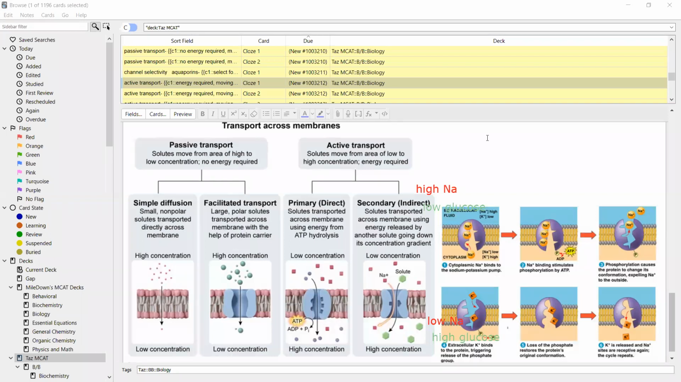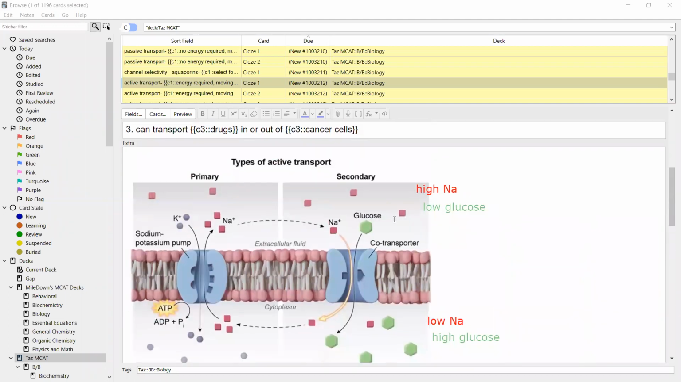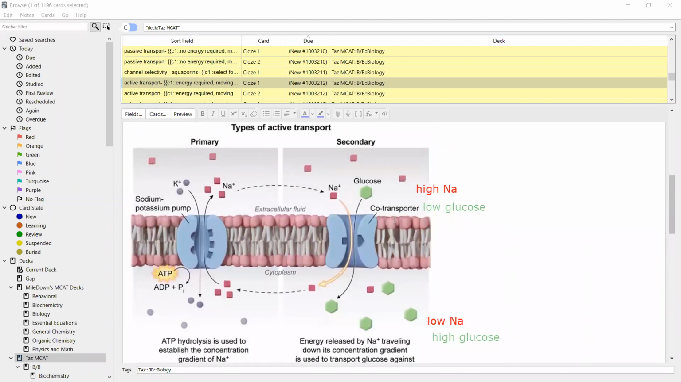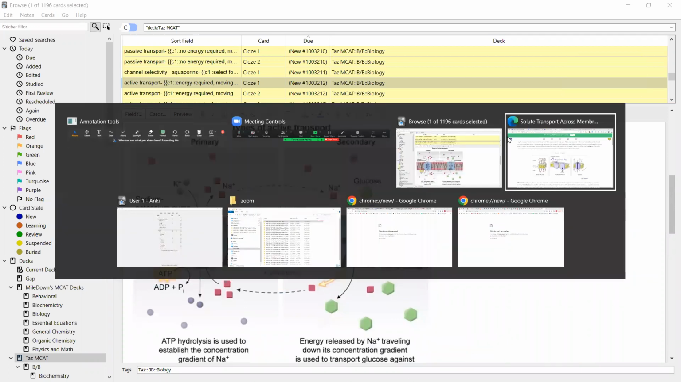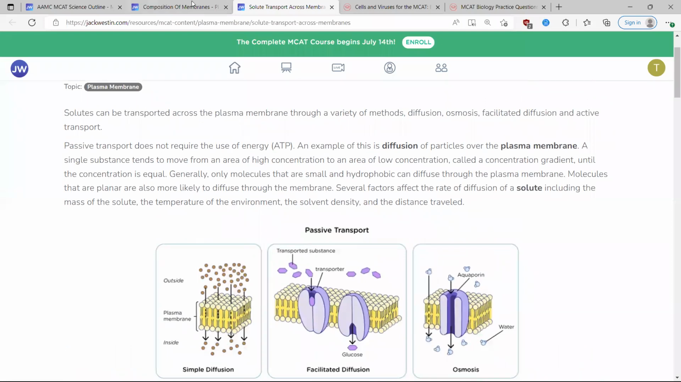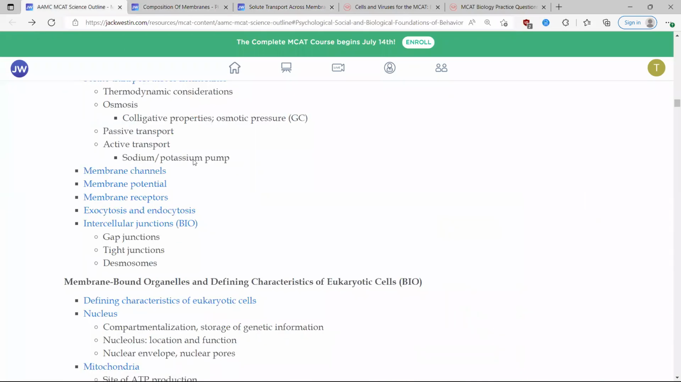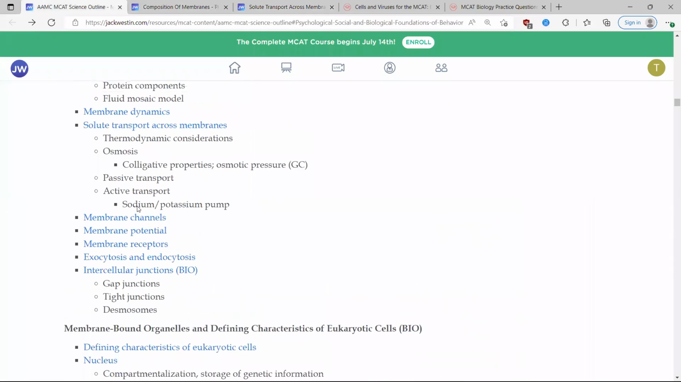Okay, so any questions about these 2 types of transport? The big categories are passive and active, and then simple versus facilitated, and primary versus secondary. Okay, cool. So membrane transport, pretty important. Now we can move on to, so we talked about membrane channels.